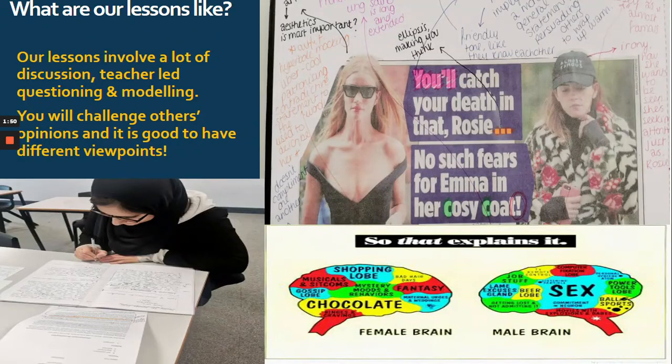We have some examples here as well. Again, another newspaper article, but we also look at the difference between the female and the male brain when it comes to spoken discourse. Our lessons involve a lot of discussion. It's good to have different opinions and also teacher-led questioning and modelling.